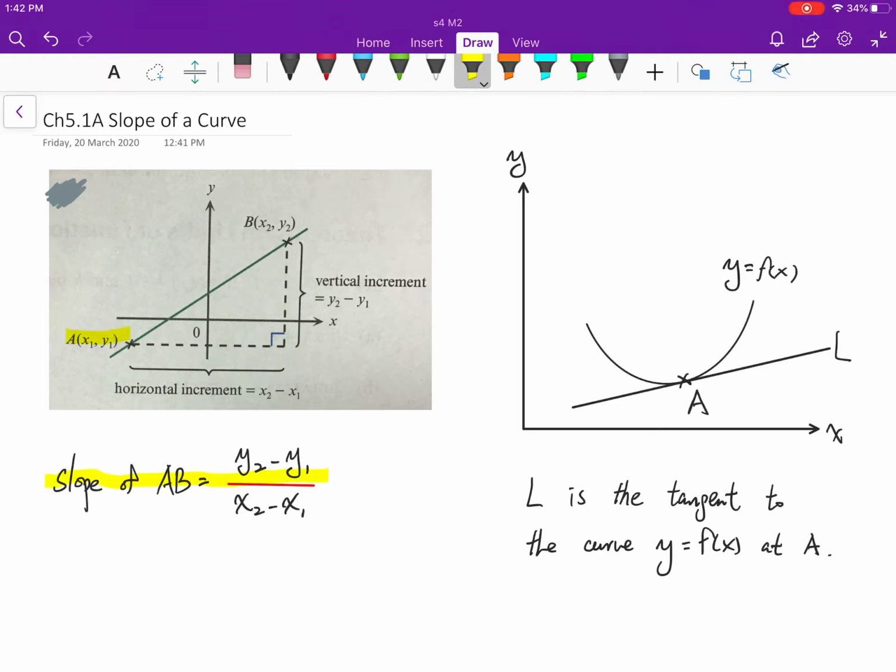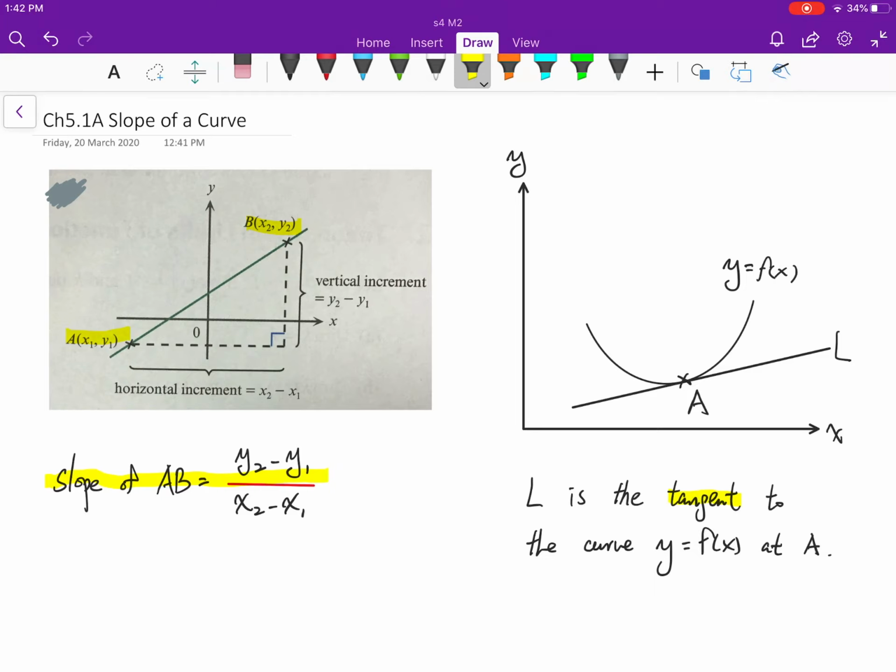In junior form, you have learned the slope of a straight line. On the left-hand side, you can see we have A and B, and the slope of AB is easy, right? It is y2 minus y1 over x2 minus x1, meaning the vertical increment over the horizontal increment.